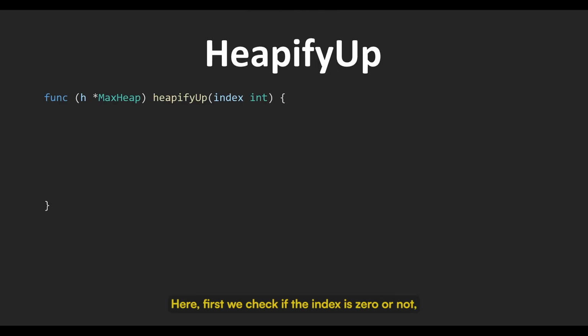Here, first we check if the index is 0 or not, because if the index is 0, we are at the root and cannot go up, so we do nothing and return. This is a base case.